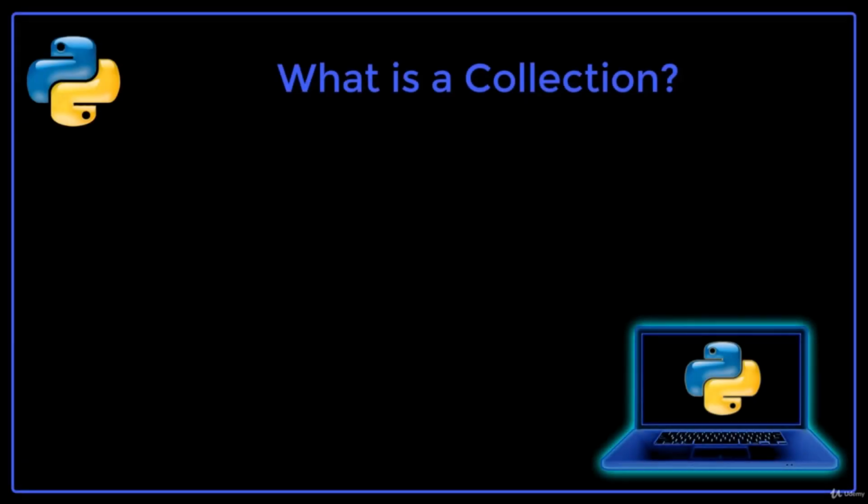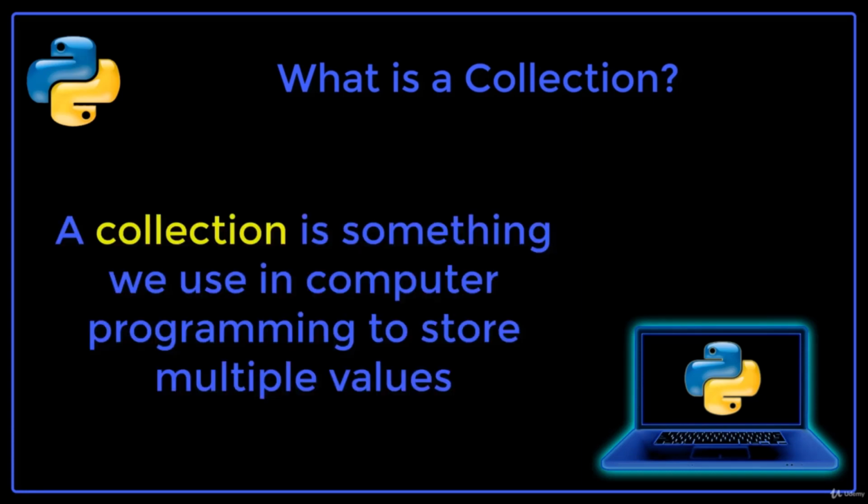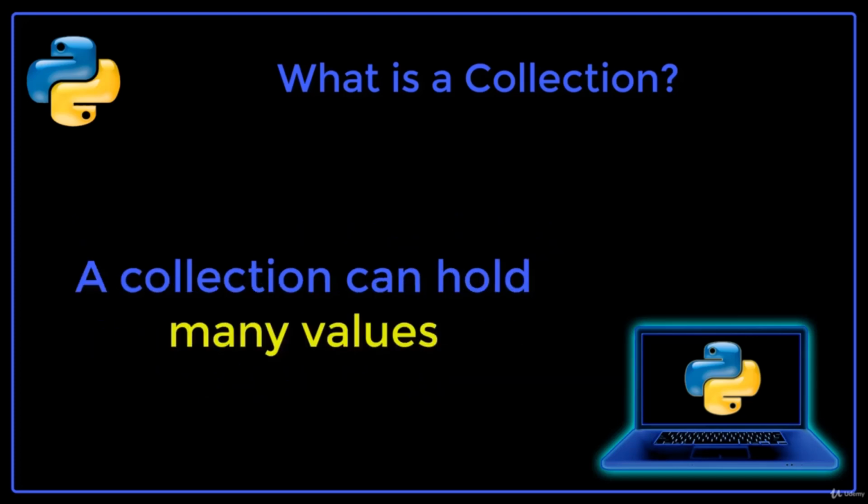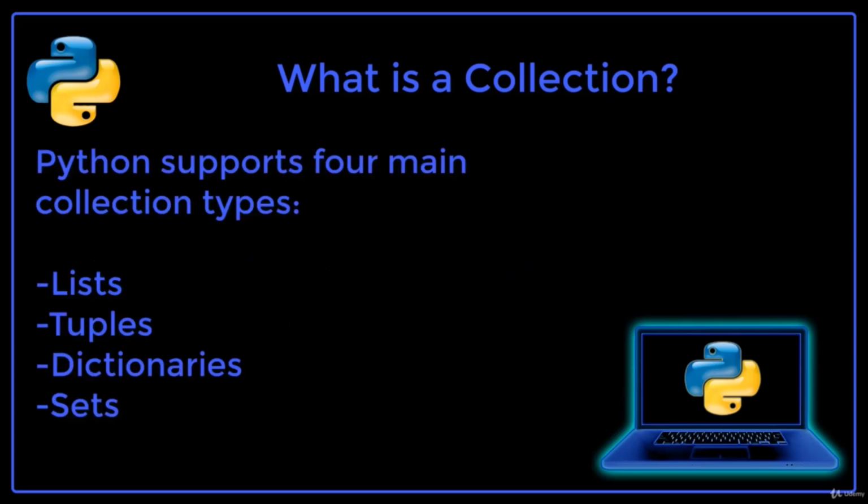In this lecture, we will learn what a collection is and the different types of collections supported by the Python programming language. A collection is something we use in computer programming to store multiple values. Whereas a data type stores only one value, a collection can hold many values that we can work with in the program. Python supports four main collection types: lists, tuples, dictionaries, and sets.